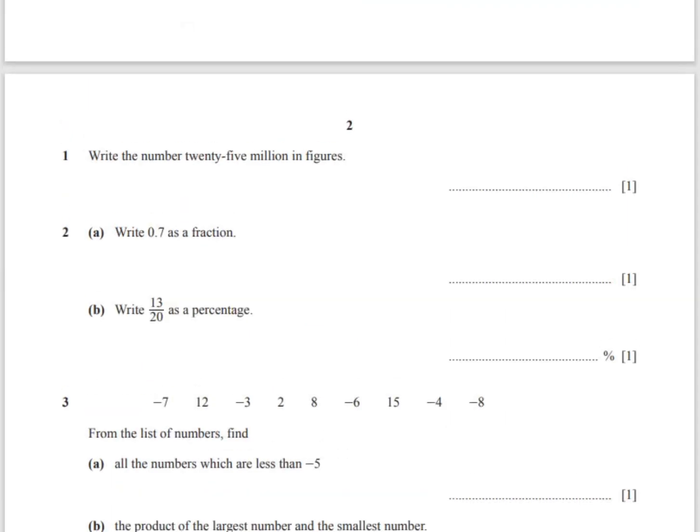It says write the number 25 million in figures. Million has 6 zeros to it, so 25 million would be 25, then 6 zeros: 1, 2, 3, 4, 5 and 6. So that's 25 million.